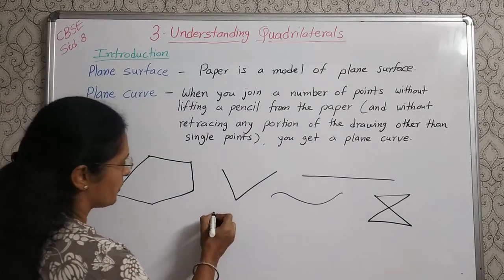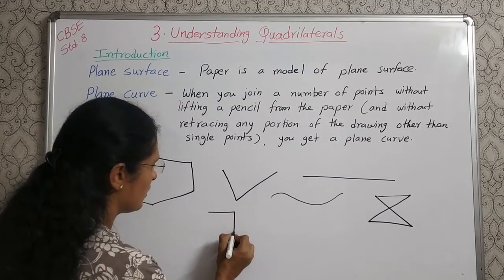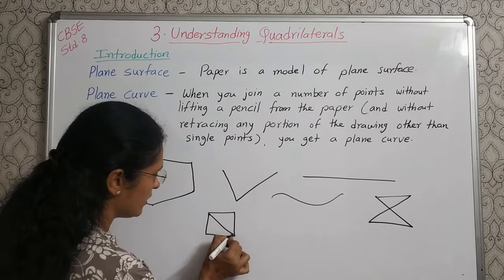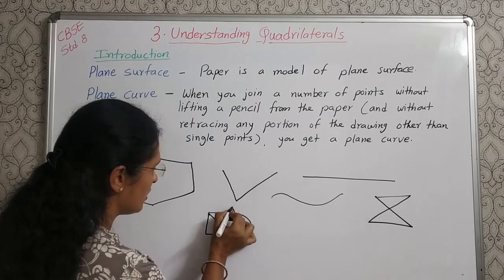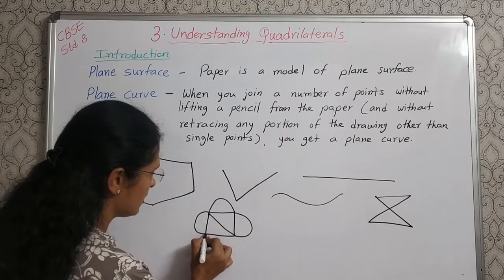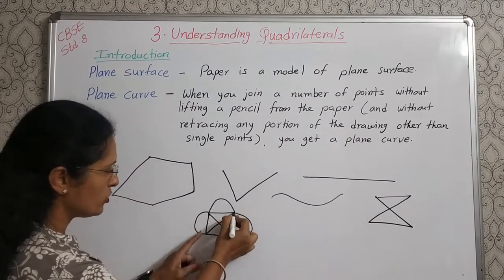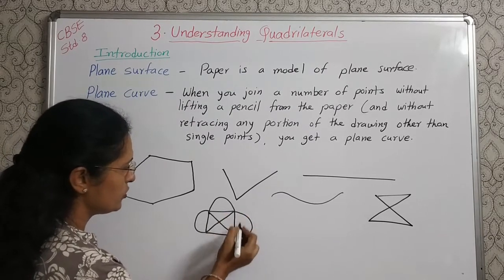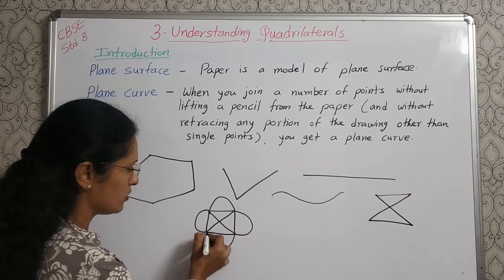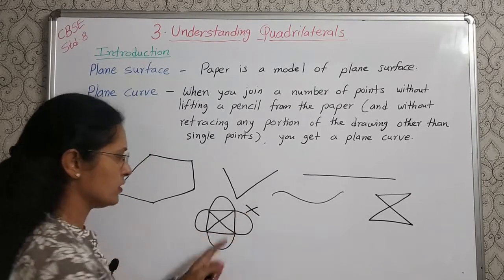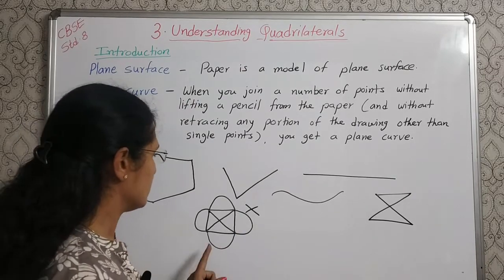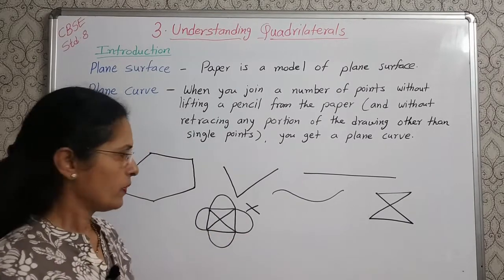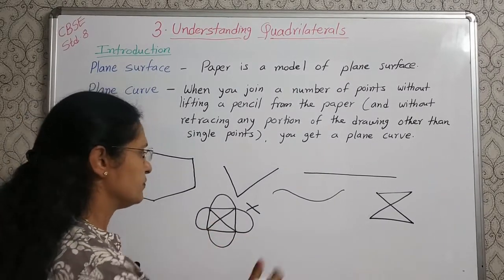But if I draw a figure like this, if I start from here, now without lifting I drew this, then I'll draw this, I'll draw this, then I'll draw this and this. Now I want to complete the below portion also, the curve, and for that I need to lift the pen and then I'll draw this. So this is not a plane curve. This is not a plane curve, because here I lifted the pen and then I completed this figure. So this is not a plane curve.